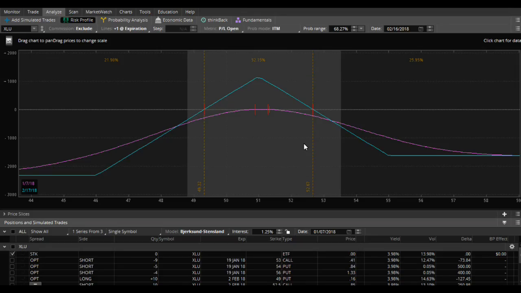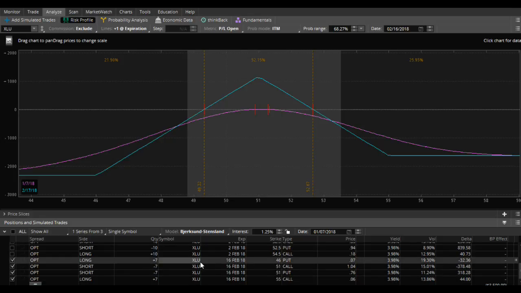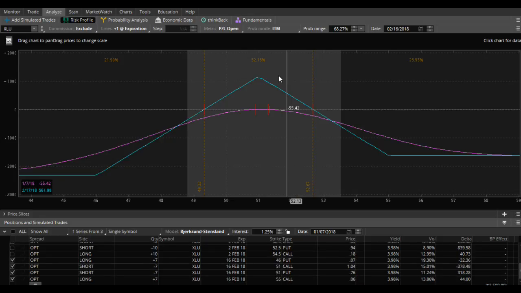All right, so this is the XLV position as it currently stands. We have quite a few positions on in XLU. IV remains elevated, which is why we're continuing to sell premium here in this security, and hopefully end this one with a profit. This is the latest one that we added the other day, on Friday. XLU currently has a probability of profit of 52.15% on this one, with really nice wide break evens at 49.32 and 52.67.